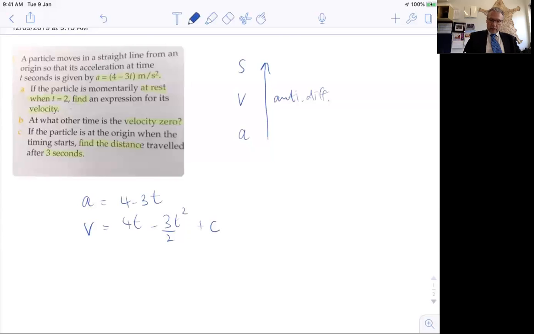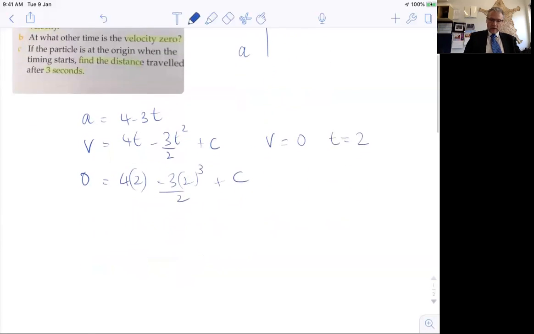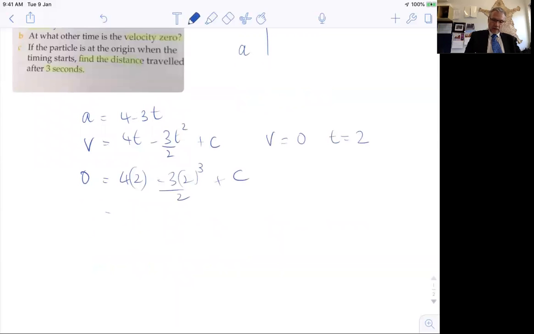So to calculate c, we use the information that the particle is at rest. In other words, it's not moving, therefore the velocity is 0, and that occurs after 2 seconds. So we can use that information to calculate c. We just substitute velocity is 0 and time is equal to 2, do a substitution, and use that to calculate c. So that's equal to 8.